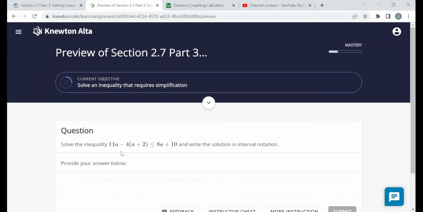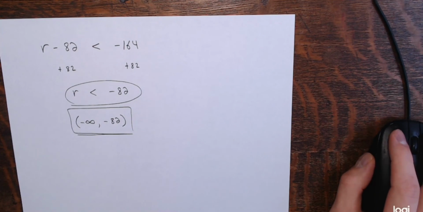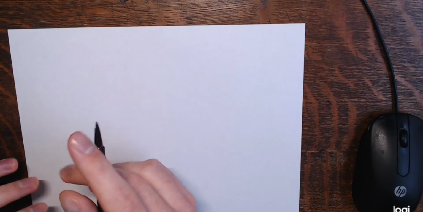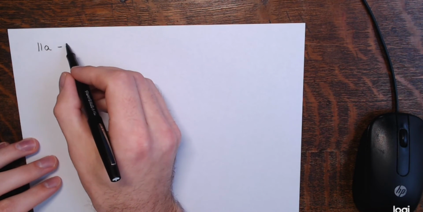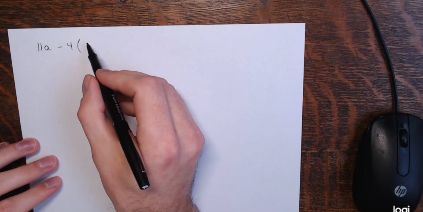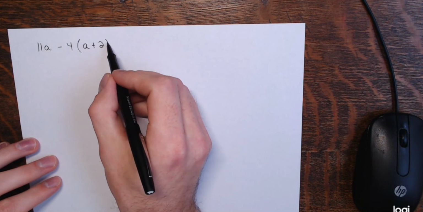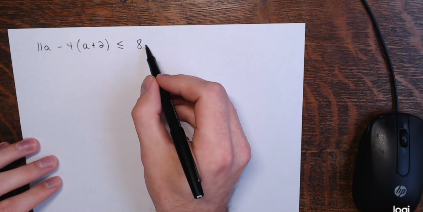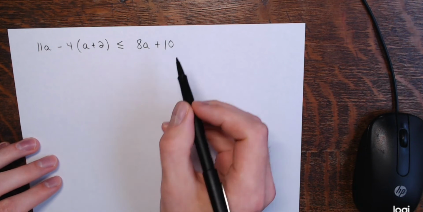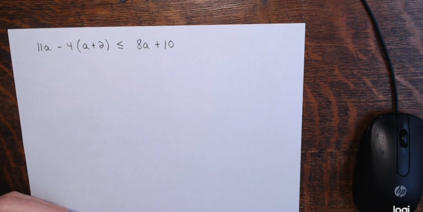All right, so another one where we give this, now again, let me just make sure I copy it down correctly, and then we'll go about solving for A and write the solution in interval notation. All right, so we have on the left side 11A minus 4 times the quantity A plus 2 is less than or equal to, and then the other side is 8A plus 10, and again I'm nervous. I'm giving it a once over just to make sure I wrote everything down correctly, and I did this time.